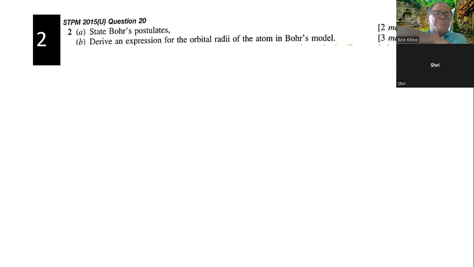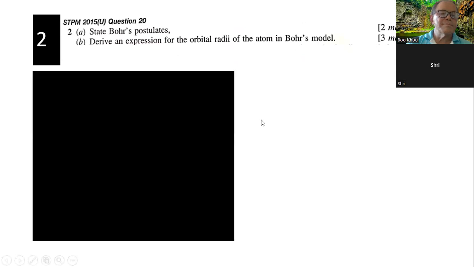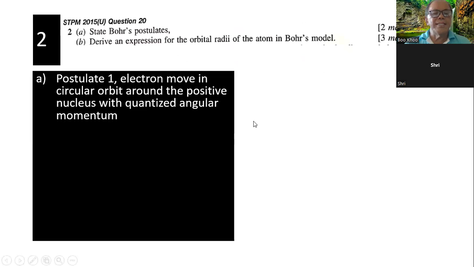Okay, let's go to number 2. State Bohr's postulate. Derive the expression for orbital radii of atom in Bohr's model. Postulate 1: electron moves in circular orbit around the positive nucleus with a quantized angular momentum. That's your quantized momentum formula.